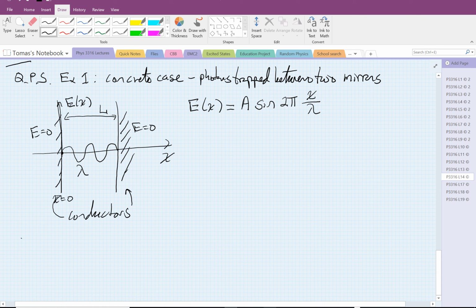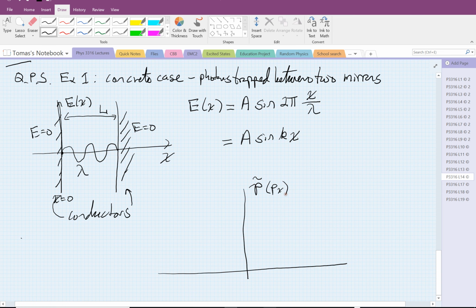And that will tell me the electric field when I've got these photons trapped in here with light of a given wavelength lambda. Now, of course, I hope you recognize that I've got 2 pi over lambda. That is more naturally written as our wave vector k. So I have A times sine of kx. And now I have a physical question for you. Let's suppose I were to actually plot the momentum distribution along the x direction of these photons. Here's px. What is it that we would expect to see?